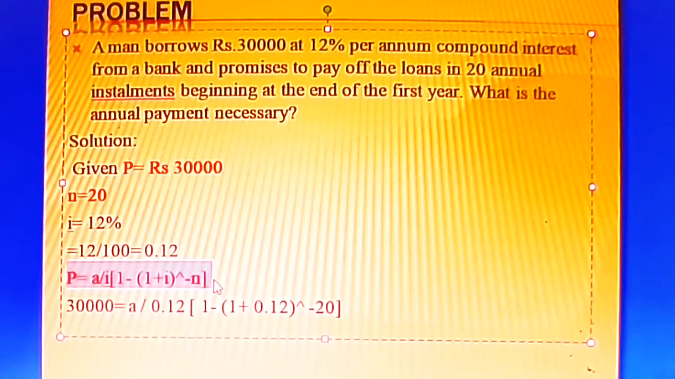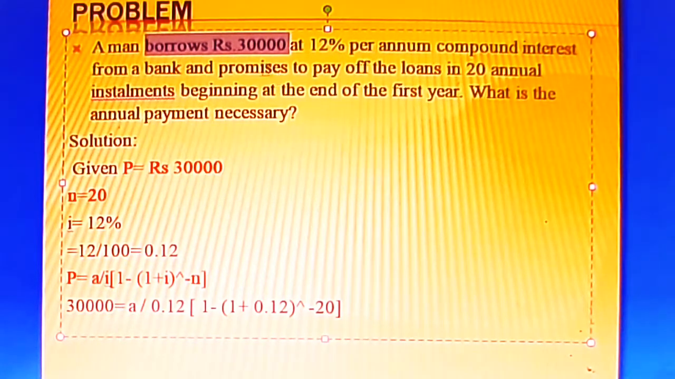Don't get puzzled with the question, because in the previous concept we discussed the future value of immediate annuity and annuity due. But here we are discussing the present value. Present value means, as I told you, if you are going to borrow, that will come under present value. Present value is nothing but purchase value.